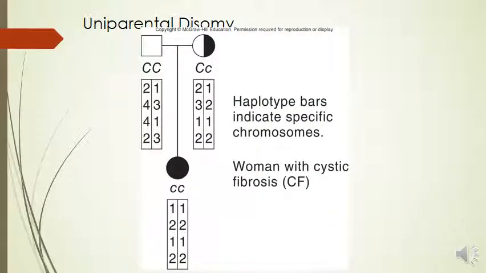If you look at this slide, you will see the woman with cystic fibrosis inherited two copies of her mother's chromosome 7 and neither of her father's. Unfortunately, it was the chromosome with the disease-causing allele that she inherited in a double dose.